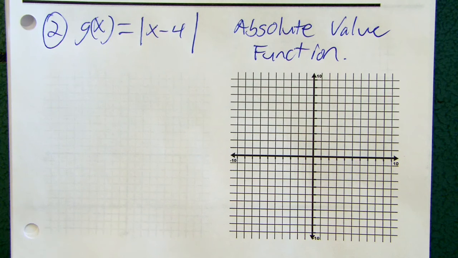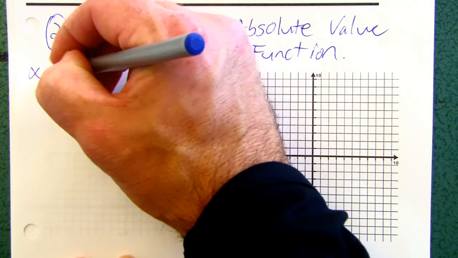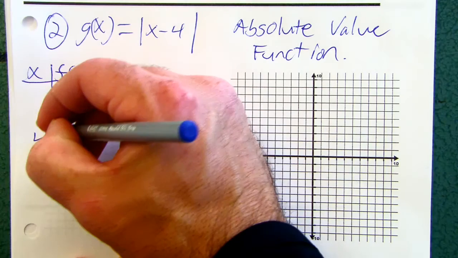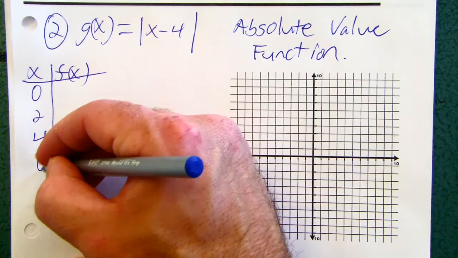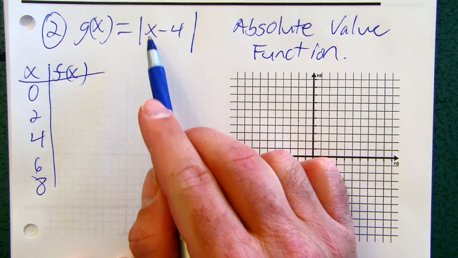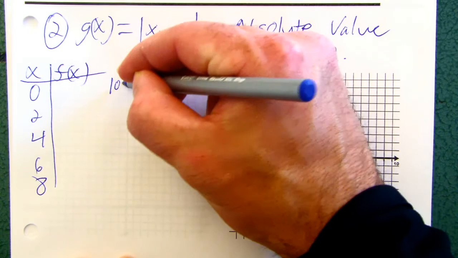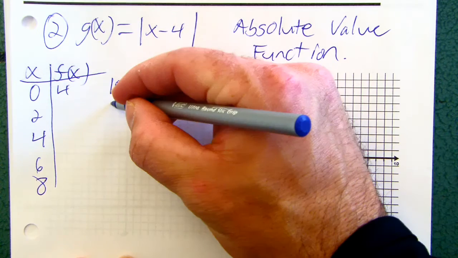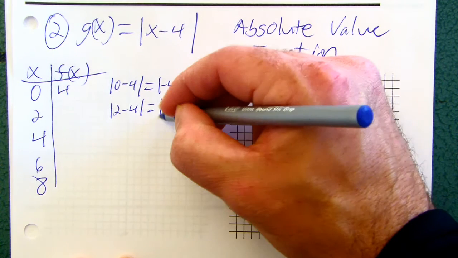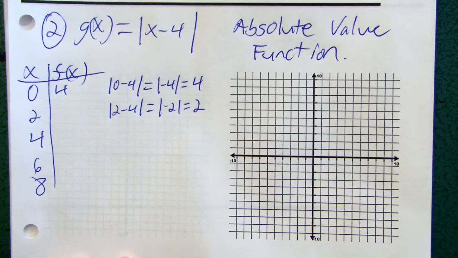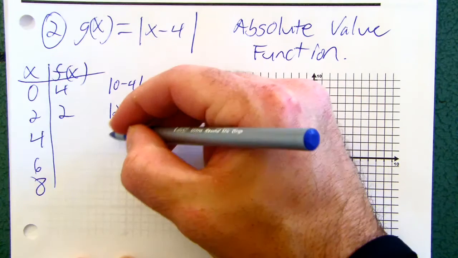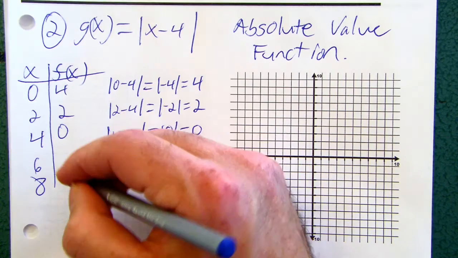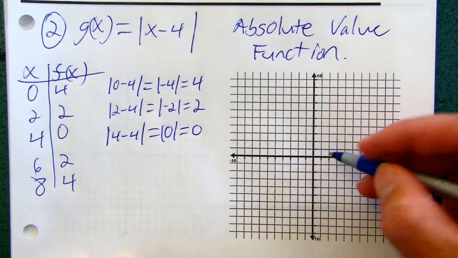All right, so next up we're going to graph this absolute value function. So if we put 0 in here, we're going to get 0 minus 4 is -4. So I got the absolute value of -4 is +4. Absolute value of -2 is 2. 6, you're going to get 2, and 8, you're going to get 4. So your graph.